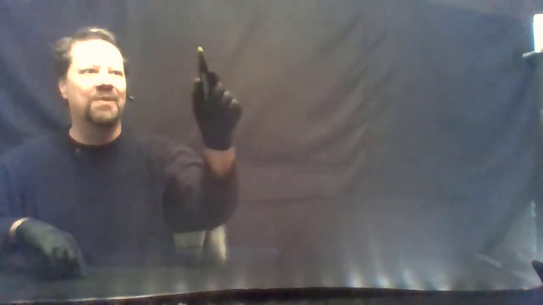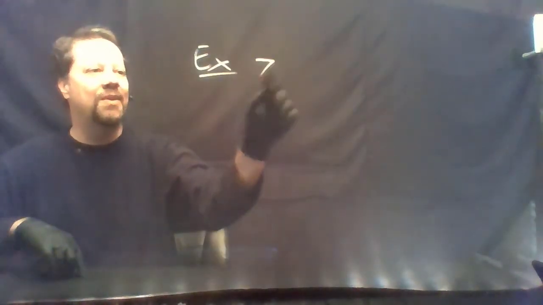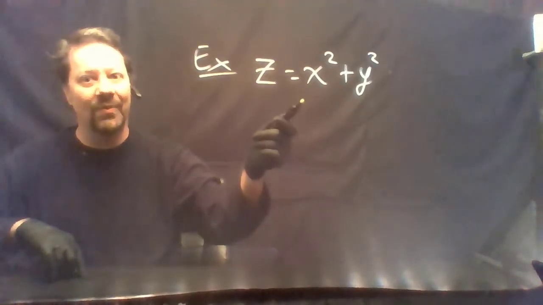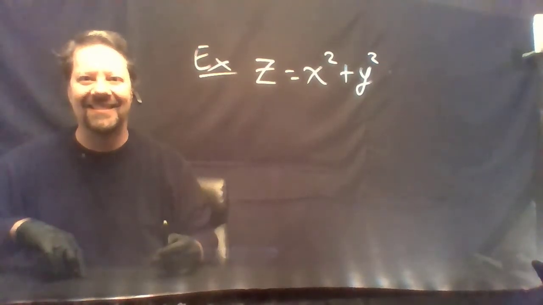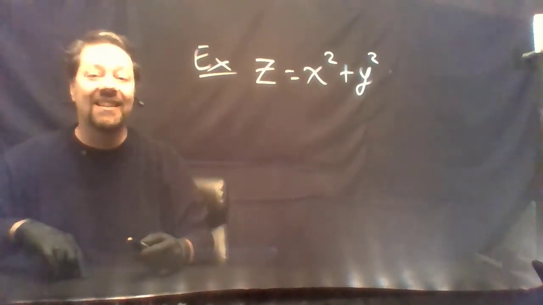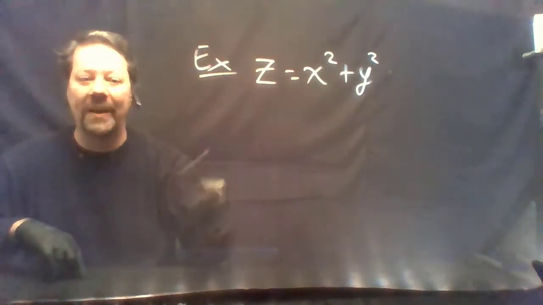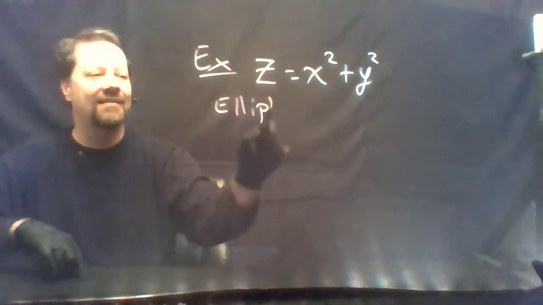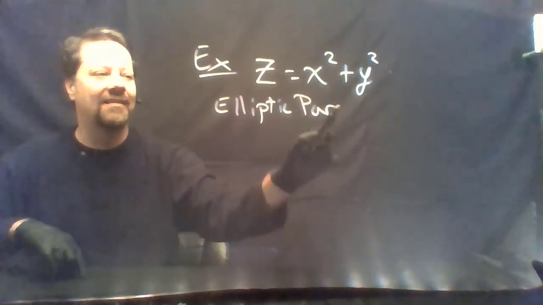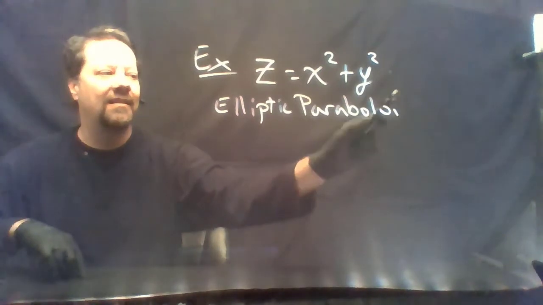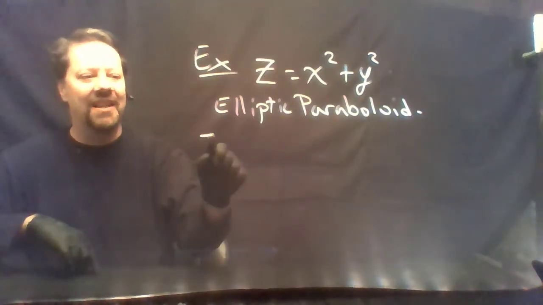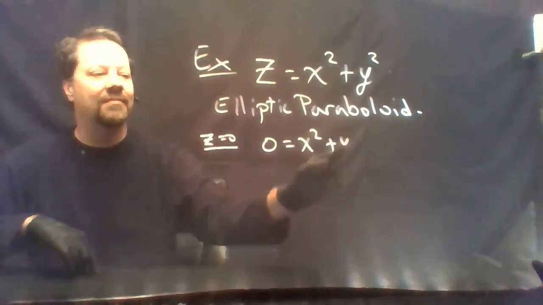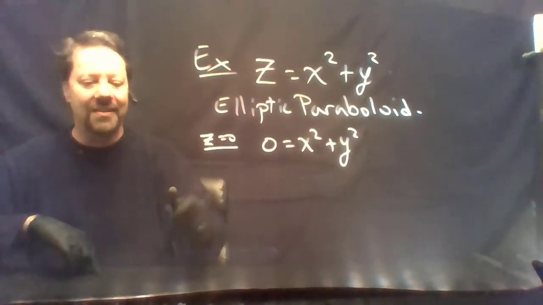Let's do an example. Suppose you have z equals x squared plus y squared. What kind of surface is that? That is an elliptic paraboloid. Your basic elliptic paraboloid. You can see that if z is equal to 0, you get a level curve consisting of only one point.